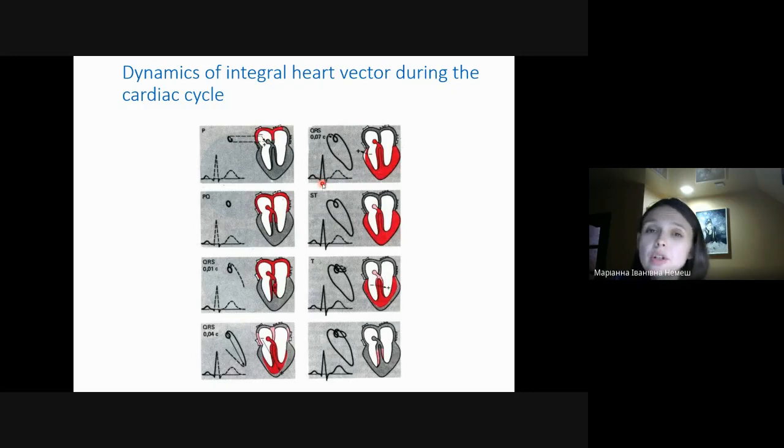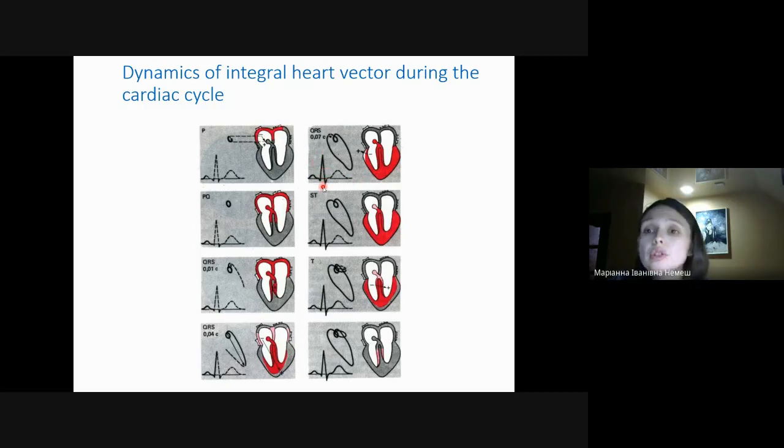The main ventricle vector, which is responsible for excitation of the ventricles, is the R wave, which will be directed to the left, downward, and forward position.